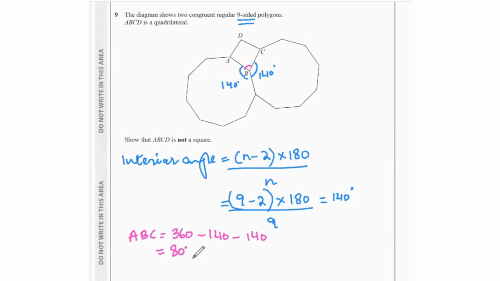80 degrees. Now we know in a square, all angles are right angles. And if we do 80 times 4, that's going to give us 320, not 360. So that clearly shows that it's not a square, because for a square, the sum of angles would add up to 360, not 320. And your interior angles for a square are also 90 degrees, always, never 80 or something else. So that's how you prove it.